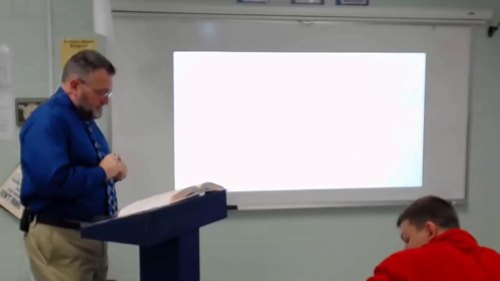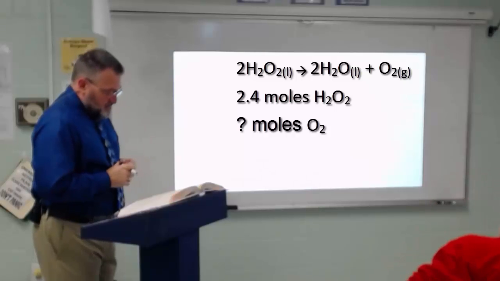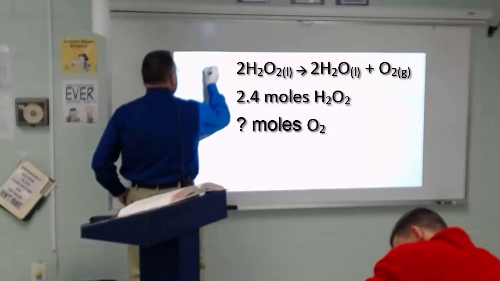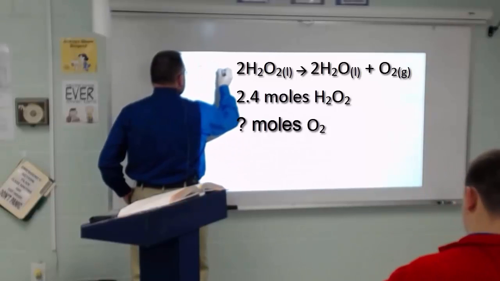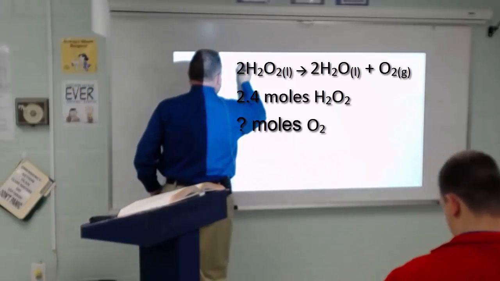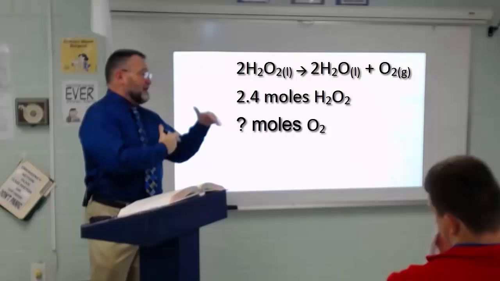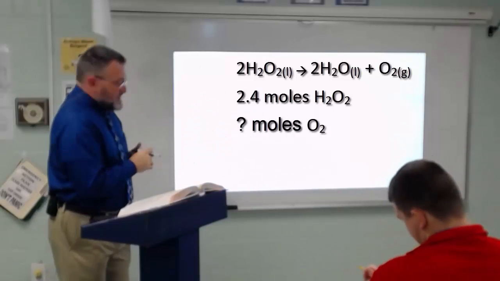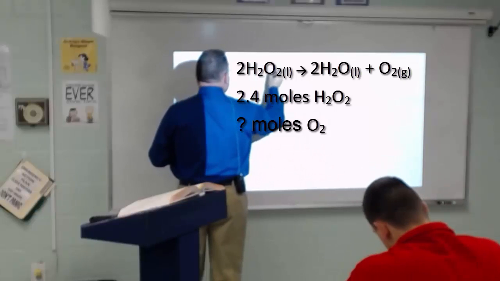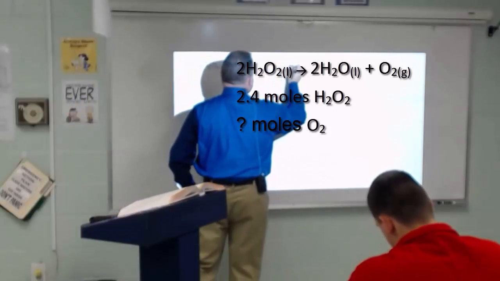Let's do that one. It says the decomposition of hydrogen peroxide into water and oxygen is described by the following equation. 2H2O2 liquid. We're going to review this again in a couple days. Decomposes into means it reacts and breaks down into 2H2O in liquid and O2 in gas.